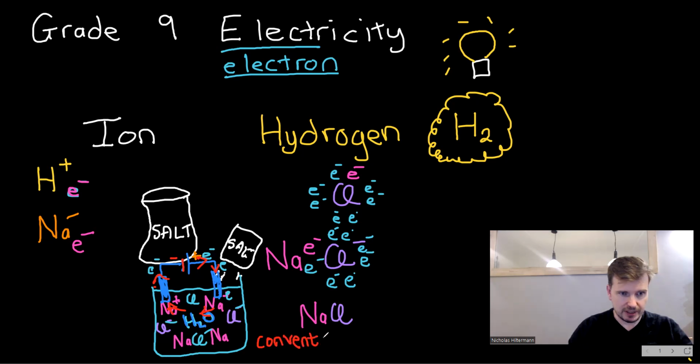But I'm going to go through that again when we get to our circuits. And just to remember, the electrons flow the other way. Electron flow is from negative to positive.